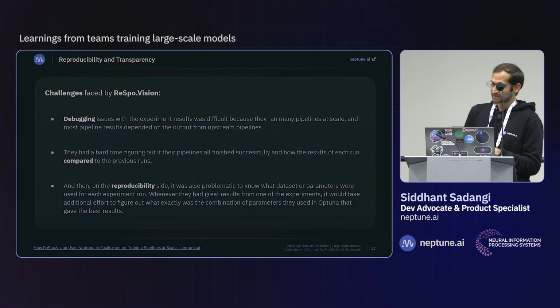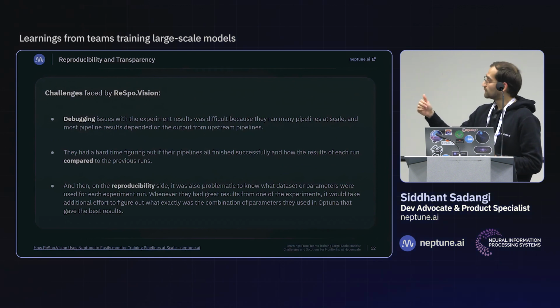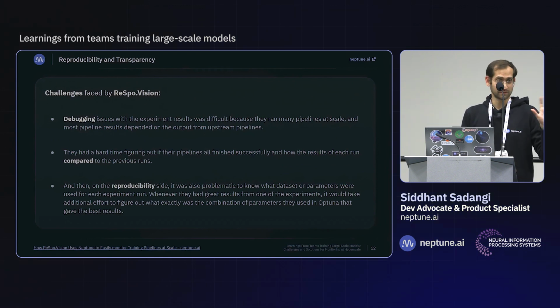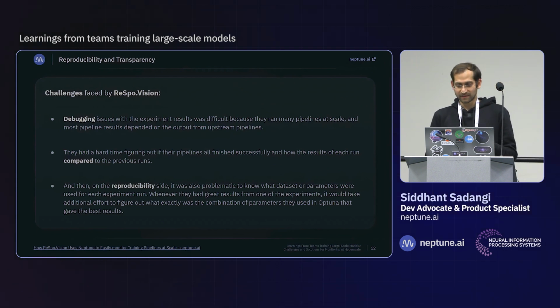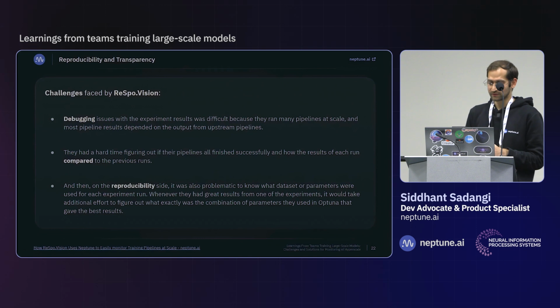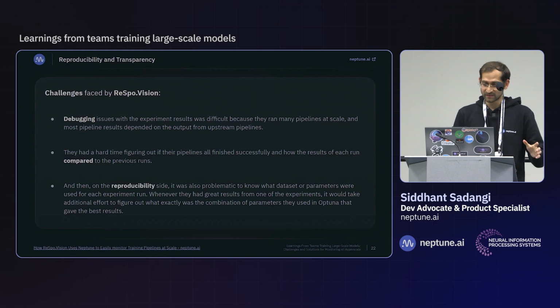Some of the challenges faced by Respo Vision was, one, debugging issues. Respo Vision actually works on computer vision and machine learning for sports data. They work mostly on 3D data. So lack of transparency into pipeline runs leads to issues when debugging and comparing experiment results. And since there was no proper tracking, reproducing good experiments is a pain, because then they have to figure out the dataset and the parameters that they had used for the experiment in the first place.